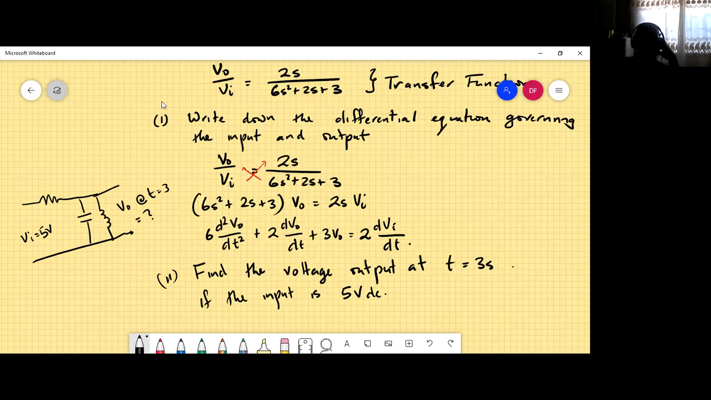So I apply a 5 volt input, and I want to find the voltage at 3 seconds when I put a 5 volt source over this side. So how do I go about doing that? The whole entire thing about finding the transfer function is that, like I said, it takes the calculus and turns it into algebra, and then it's supposed to make our life easier.